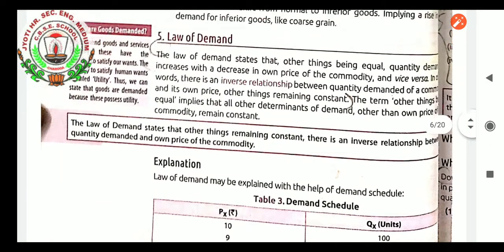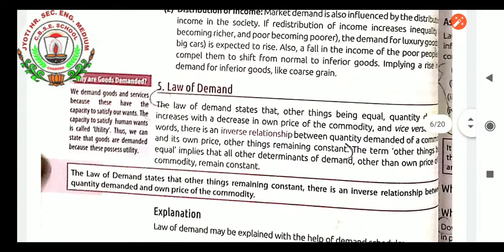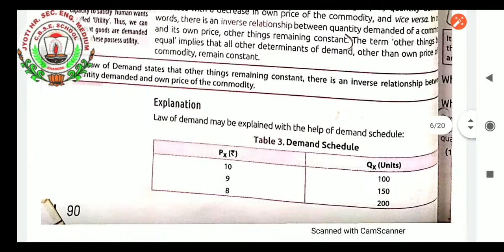This law of demand is very important, students. Always remember that the law of demand states that there is an inverse relationship between the demand and own price of the commodity. Why are goods demanded? We demand goods and services because these have the capacity to satisfy our wants. The capacity to satisfy human wants is called utility. Thus, we can state that goods are demanded because these possess utility.